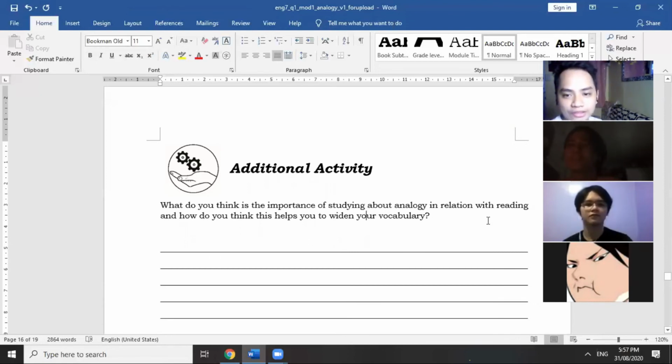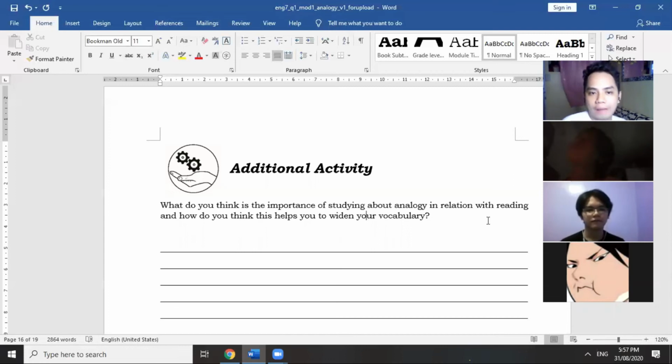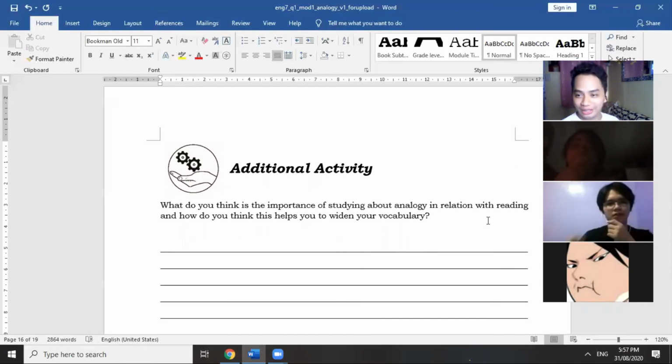What do you think is the importance of studying analogy in relation with reading? And how do you think your knowledge of analogy would help you to widen your vocabulary or would help you with reading? Would like to answer, people? Yeah, share your thoughts. It doesn't really need to be perfect. Yes, Dave. So, importance of analogy in studying reading.